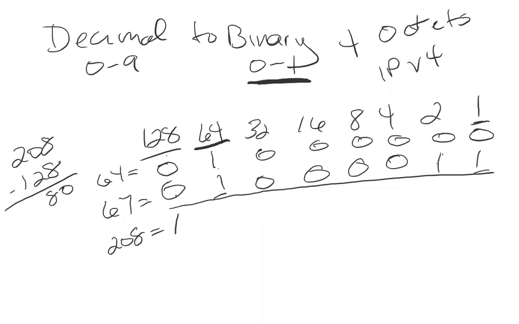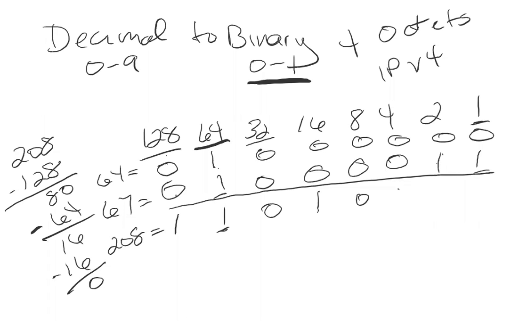Okay, so now let's move on to 64. Can we subtract 64 from 80? Yes, we can. So we put a 1 here, we subtract 64, and the result is 16. So what about 32? Can we subtract 32 from 16 without being negative? No, we cannot. What about 16? Can we subtract 16 from 16? Yes, we can. We get a 0 result, so that means the rest of them end up as 0. Does that make sense? Let me know.